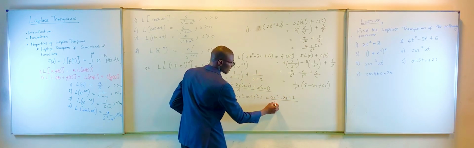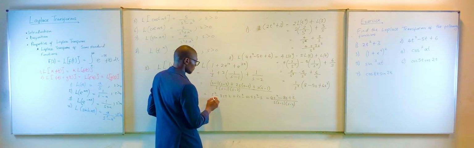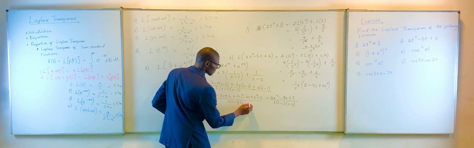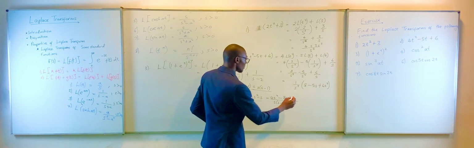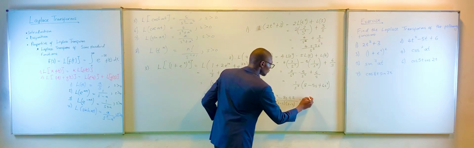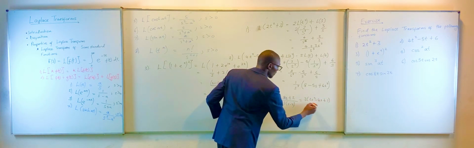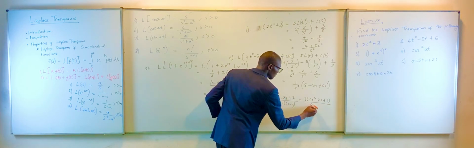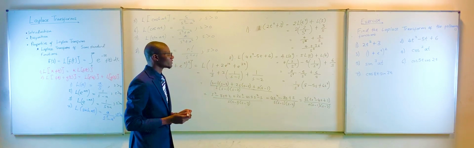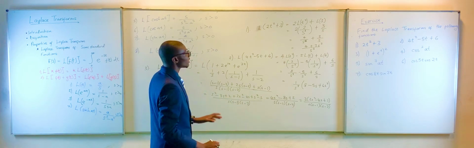over s times s minus 1, s minus 2. So all of this is over s times s minus 1, s minus 2. So if we factor out the 2 in the numerator b, that will be 2 times 2s squared minus 4s plus 1 over s minus 1, s minus 2. So that will be the final result that we get for the simplification of number 3.